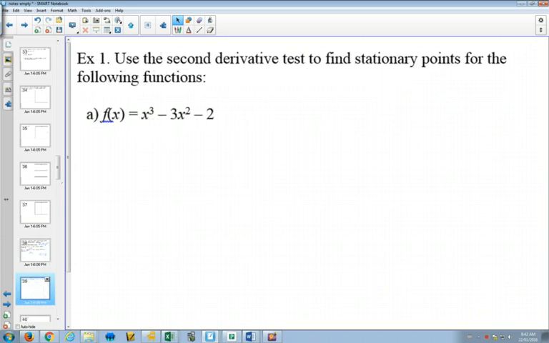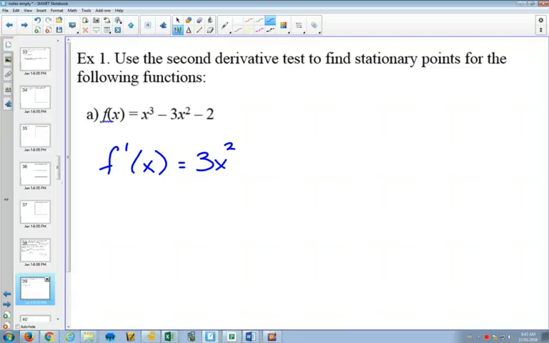So what we're going to do now is we're going to go through 4 different examples and use the second derivative test to find out if things are local minimums or local maximums. So to use the second derivative test, we're going to need to have our derivative, which is just 3x squared minus 6x. We're also going to need our second derivative.